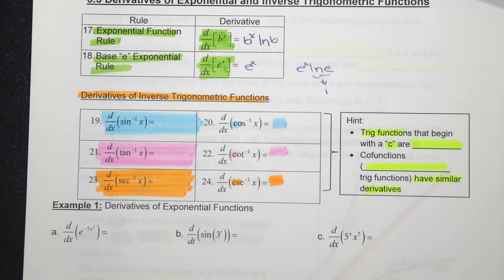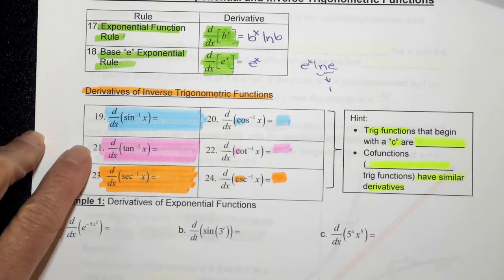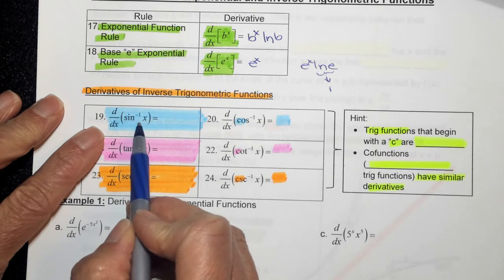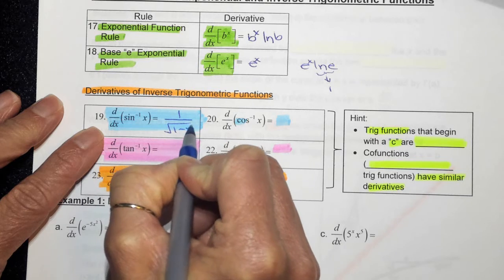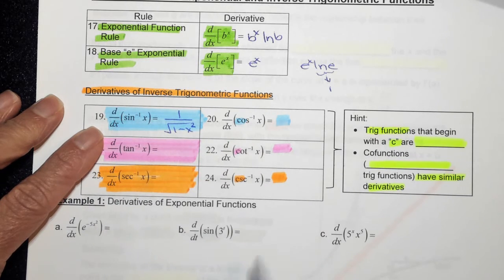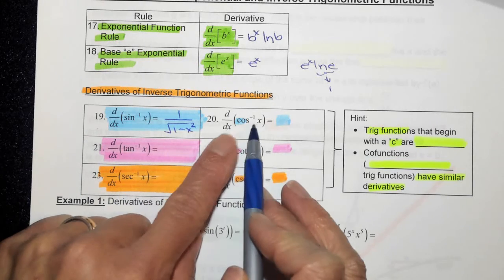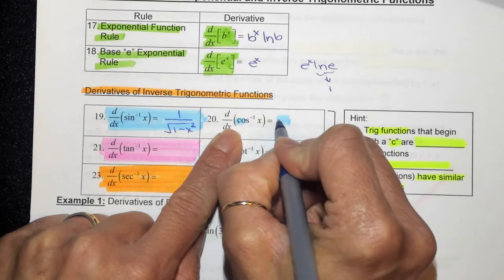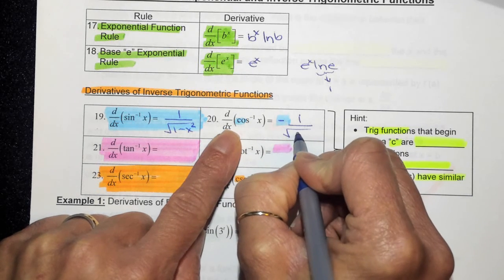All right, then we have 6 additional inverse trig function derivatives, and you must commit these to memory. The derivative of the inverse of sine is 1 over the square root of 1 minus x squared. The cofunction, cosine, for sine, the only difference is now this will be negative. So it is negative 1 over the square root of 1 minus x squared.